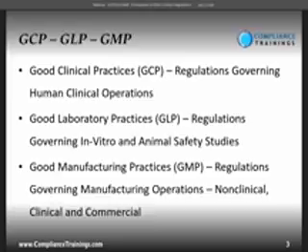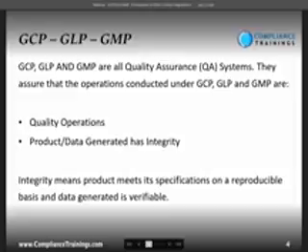Slide 4. GCP, GLP, and GMP are all quality assurance systems. They assure that the operations conducted under each of them, the GCP, the GLP, GMP, are quality operations, and the product or data generated has integrity. Integrity means the product meets its specifications on a reproducible basis, and data generated is verifiable.